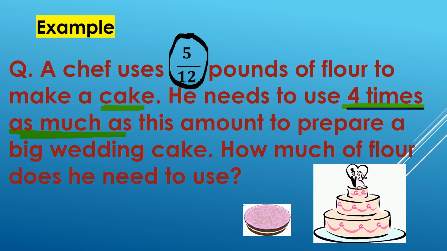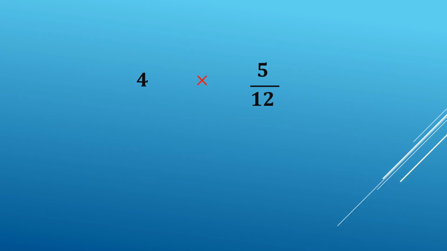Again, that's my key word, 4 times as much as. What do you think we should do? Yes, the word 4 times as much as means that we should multiply. So far we learned 2 key words, the word of and the word times as much as in this lesson, which means multiplication. So I need to multiply the whole number, which is 4, by the fraction, right?